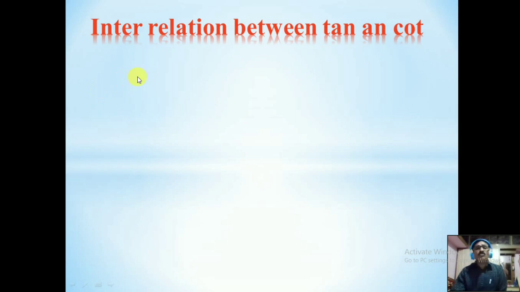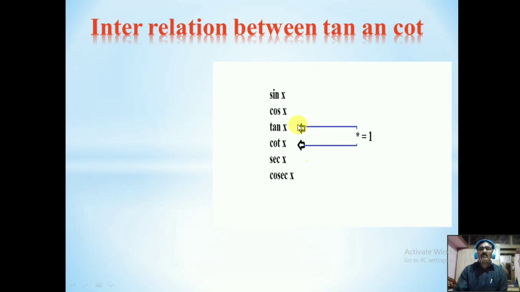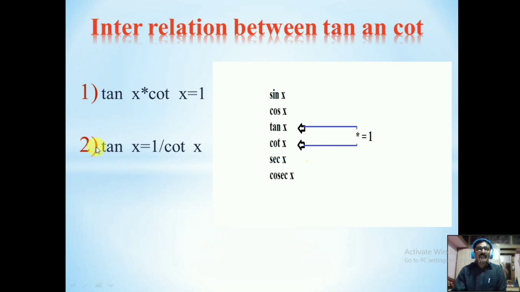Now we see interrelation between tan and cot. Tan and cot are also inverse of each other. Therefore, their product is equal to 1. Therefore, we get tan x into cot x is equal to 1, and tan x is equal to 1 upon cot x, and cot x is equal to 1 upon tan x.